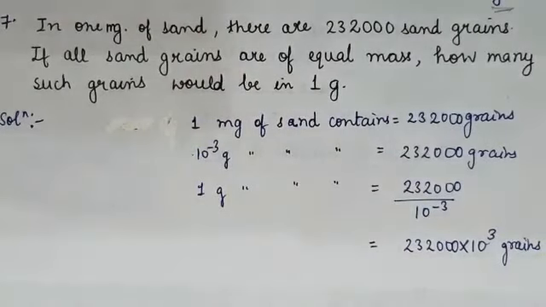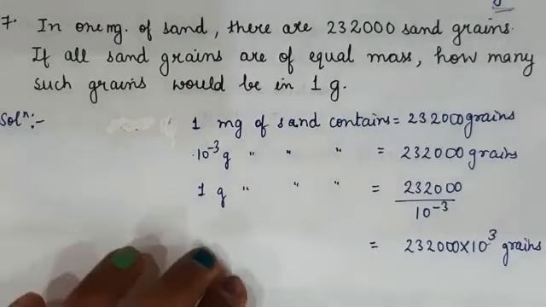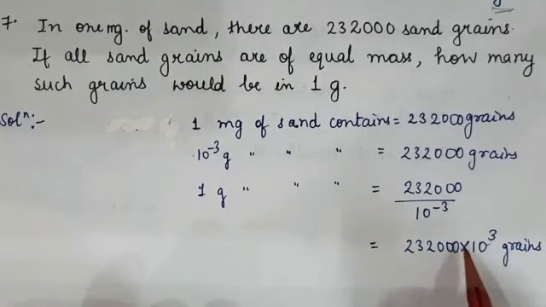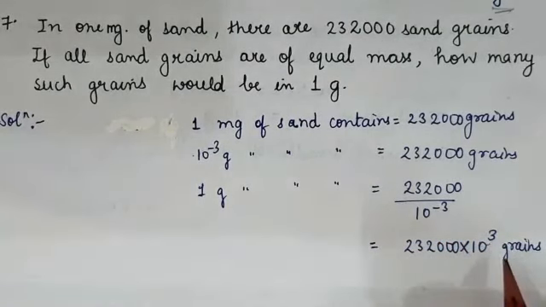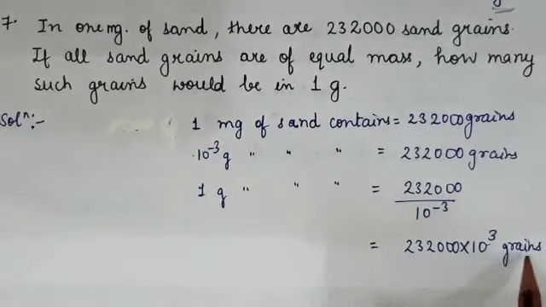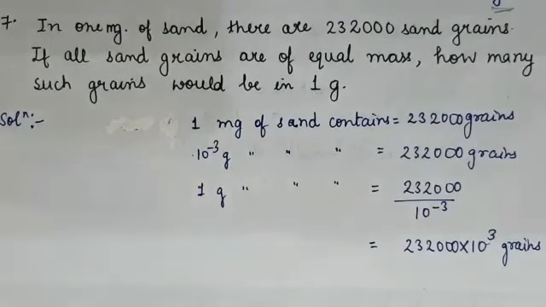Next question. Question number 7. The answer is 232,000 into 10 raised to the power 3 grains. Because it is asked how many grains, so the answer will come in grains. Okay students.